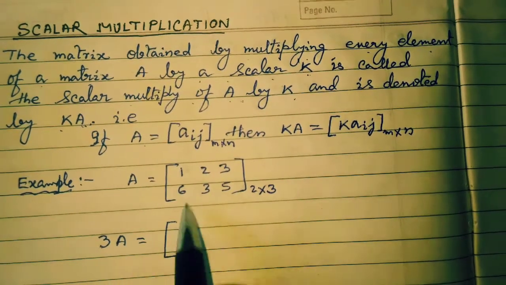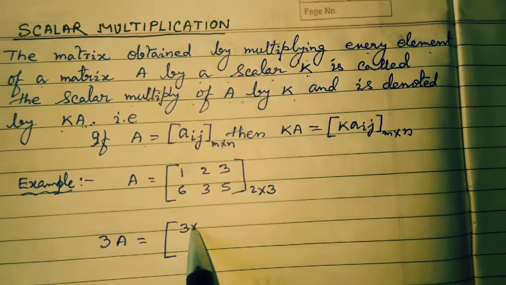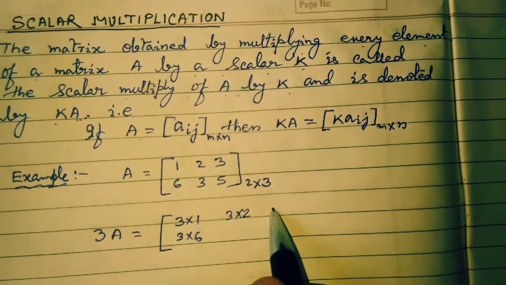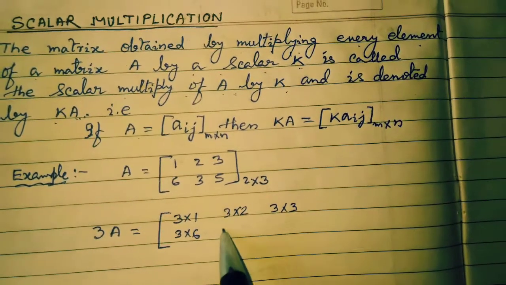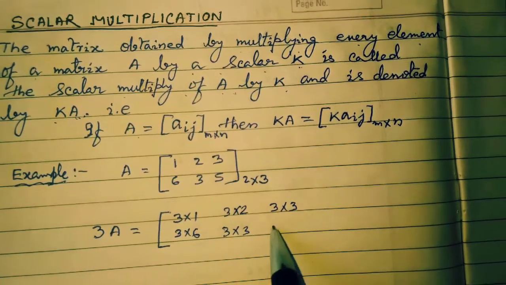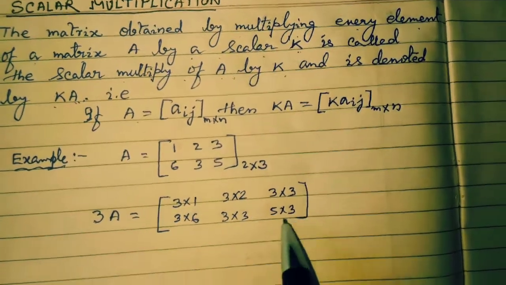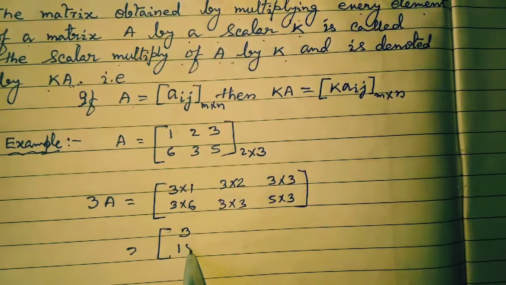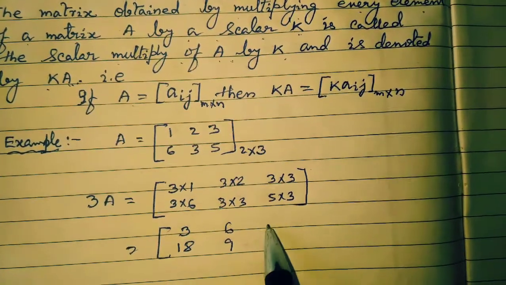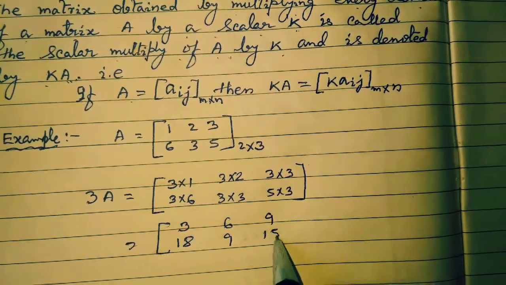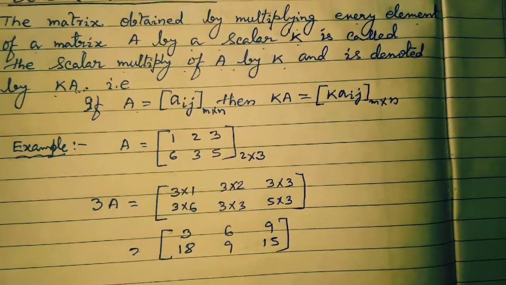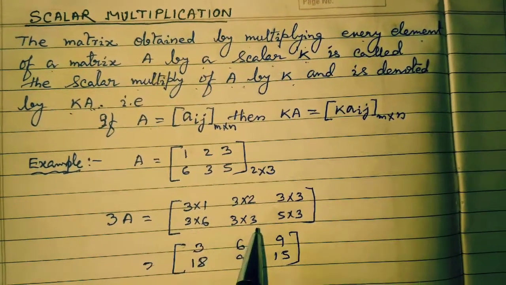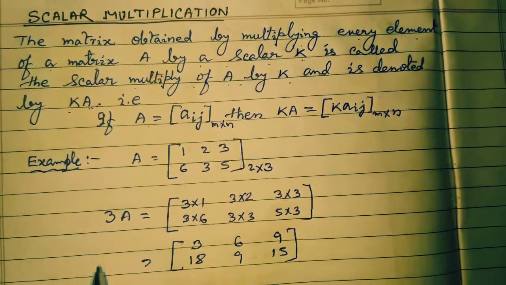So if you multiply 3 with 1, we get 3 into 1, 3 into 2, 3 into 3, and again 3 into 6, 3 into 3 and 3 into 5. The resultant value: 3 into 1 is 3, 3 into 2 is 6, 3 into 3 is 9, 3 into 6 is 18, 3 into 3 is 9, and 3 into 5 is 15. This way you find the scalar multiplication of matrices. That means each element of the matrix is multiplied by the given scalar quantity.